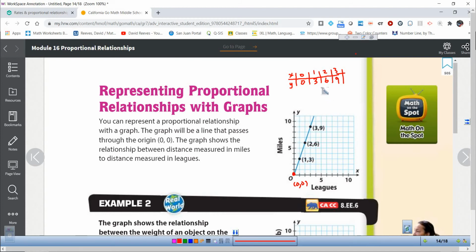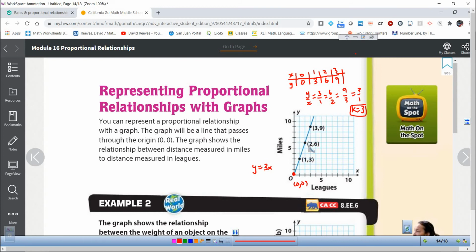But if I take each of those, if I do y divided by x, and again, we're not going to do 0 divided by 0 because we can't divide by 0. 3 divided by 1, 6 divided by 2, 9 divided by 3. What do we get every time? We get 3 over 1. So we have a proportional relationship where k is equal to 3, right? And we could write that as y equals 3x. So 3 different ways to represent this relationship.